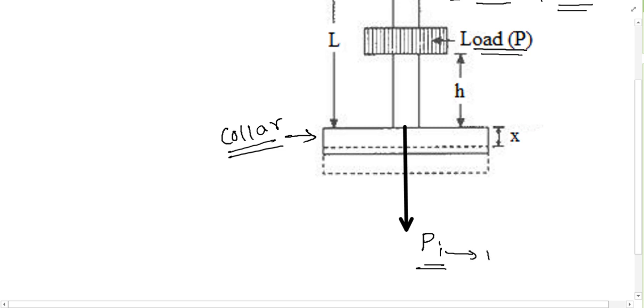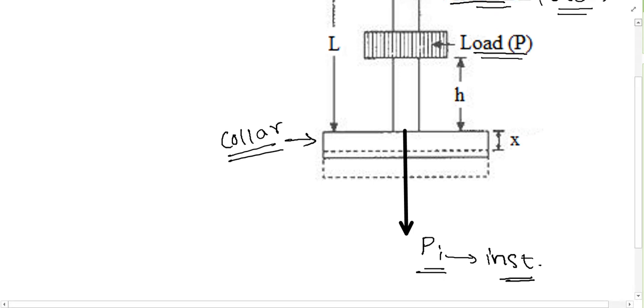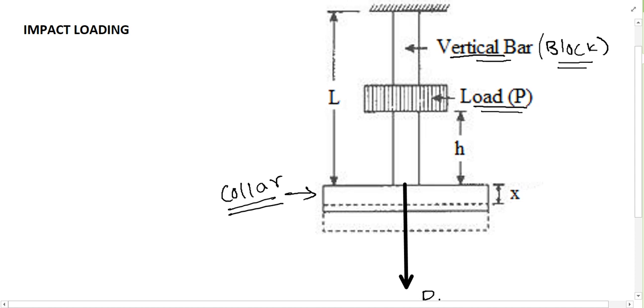Here i means instantaneous. Now what's the relation between this instantaneous load and the actual applied load? So we have to find the instantaneous load. Now the instantaneous load we can find out by multiplying some factor into our load P. We have to multiply it with something to get our instantaneous load.